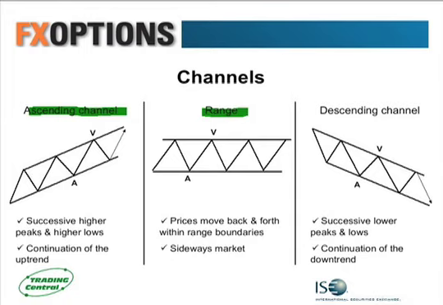And the third one is a descending channel, a bearish channel, which is shaped with successive lower peaks and lows. And the same thing for the other channels. You buy close to the lower boundary and you sell close to the upper boundary. It's a continuation of the downtrend.